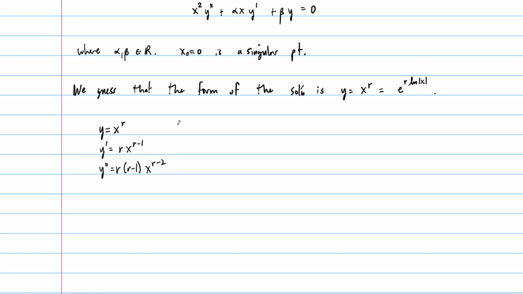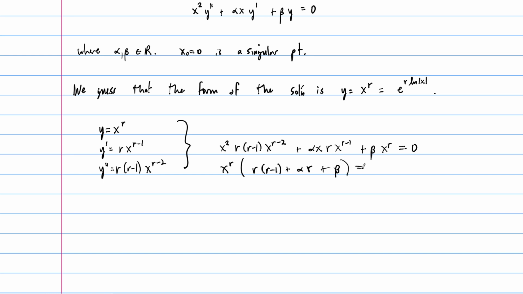And then we plug these into this differential equation up here, and we end up with x squared times r times r minus 1 times x to the r minus 2, plus alpha times x times r times x to the r minus 1, plus beta times x to the r equals 0. And I'm sure you remember that now the powers of x combine to all be powers x to the power r at every spot here, and we can factor that out. So this then becomes x to the power r times r times r minus 1 plus alpha times r plus beta. And that whole thing equals 0.